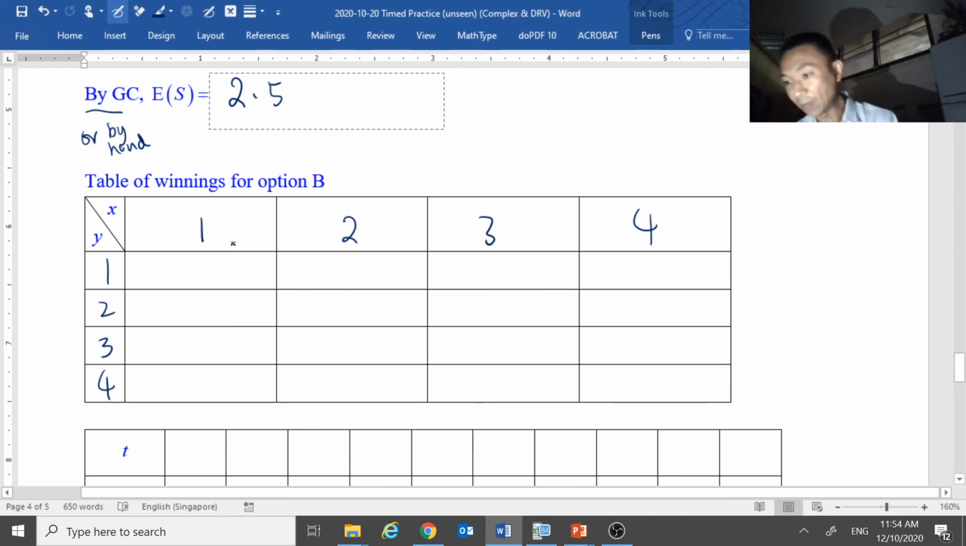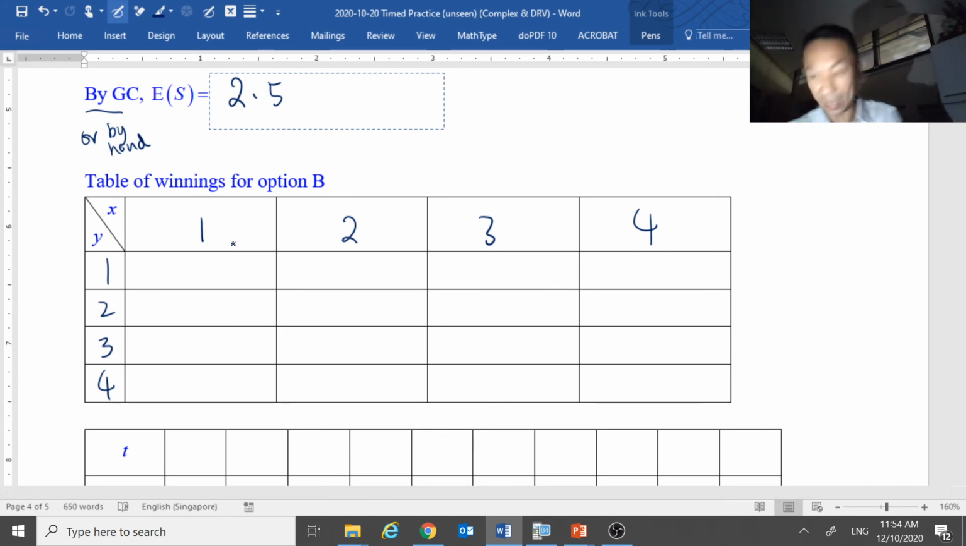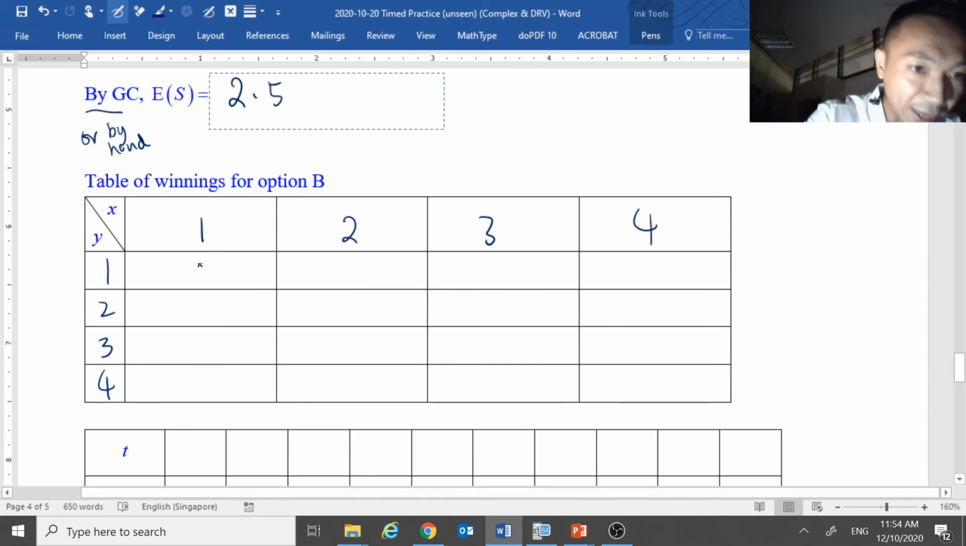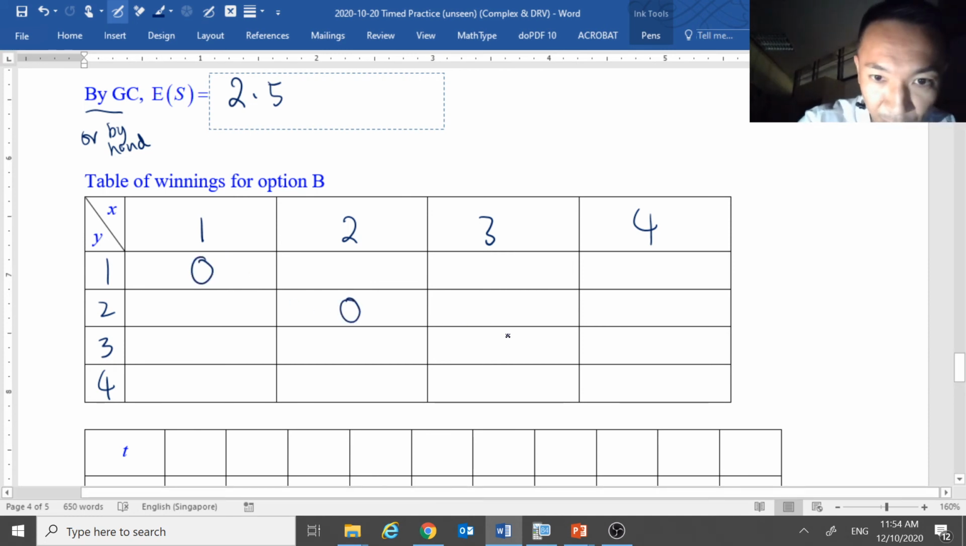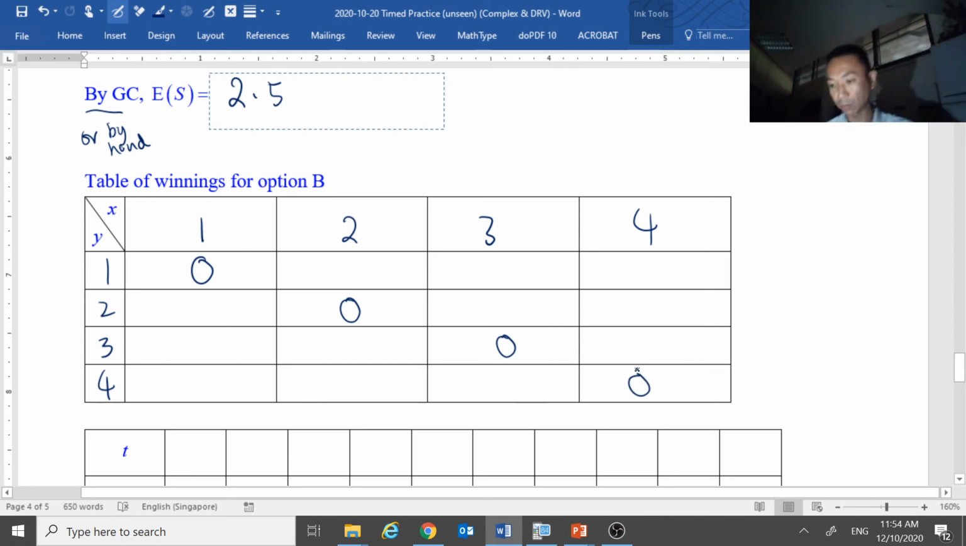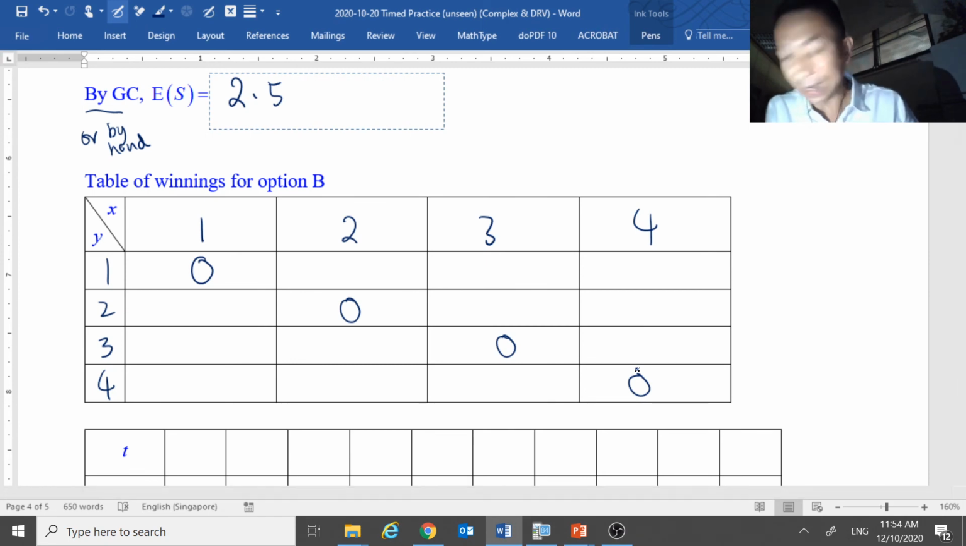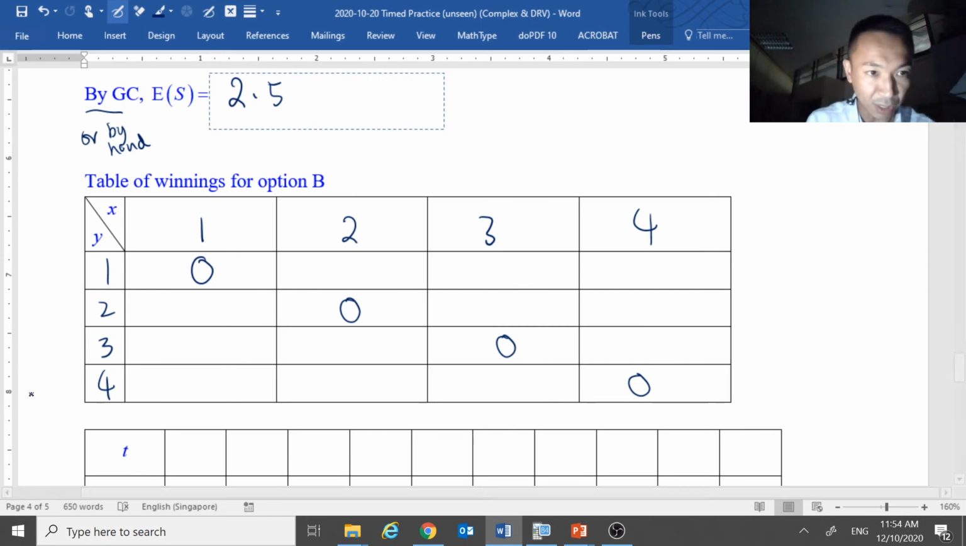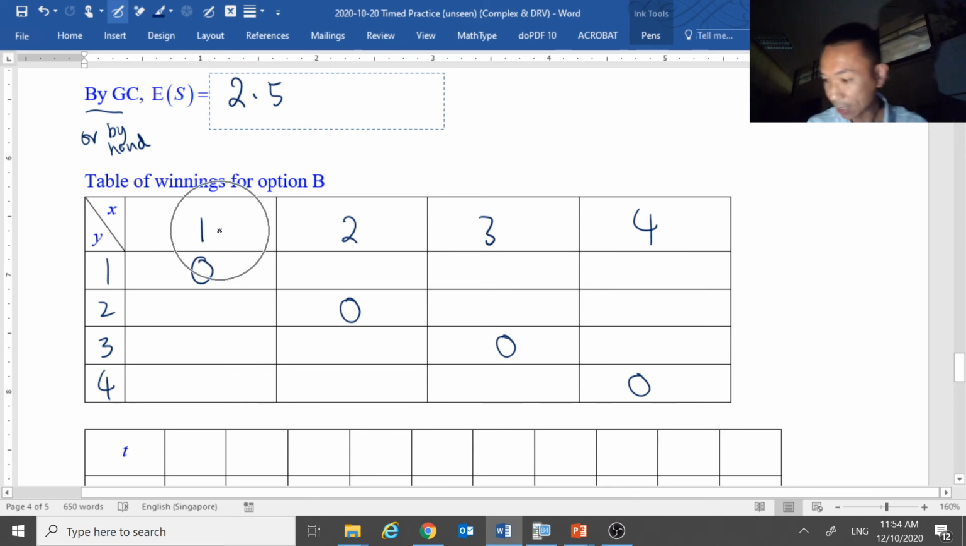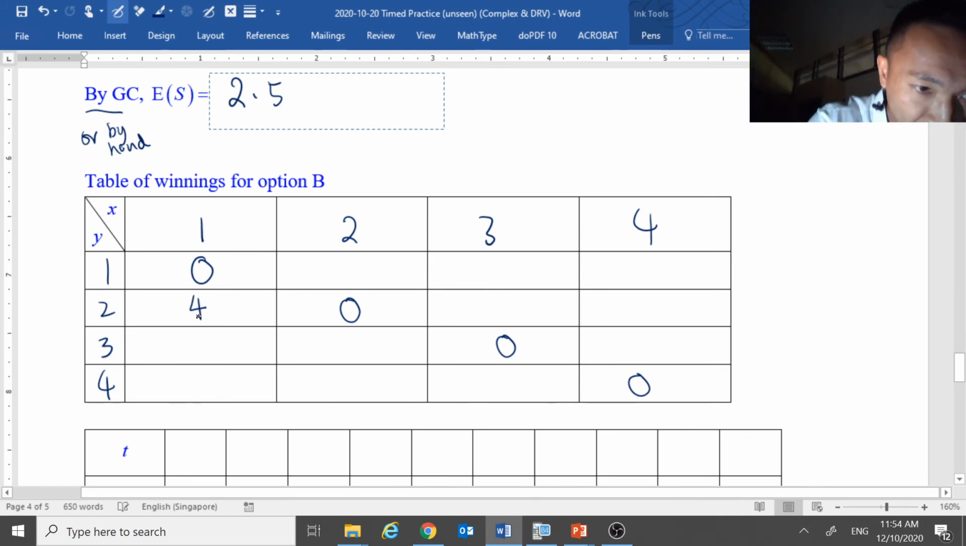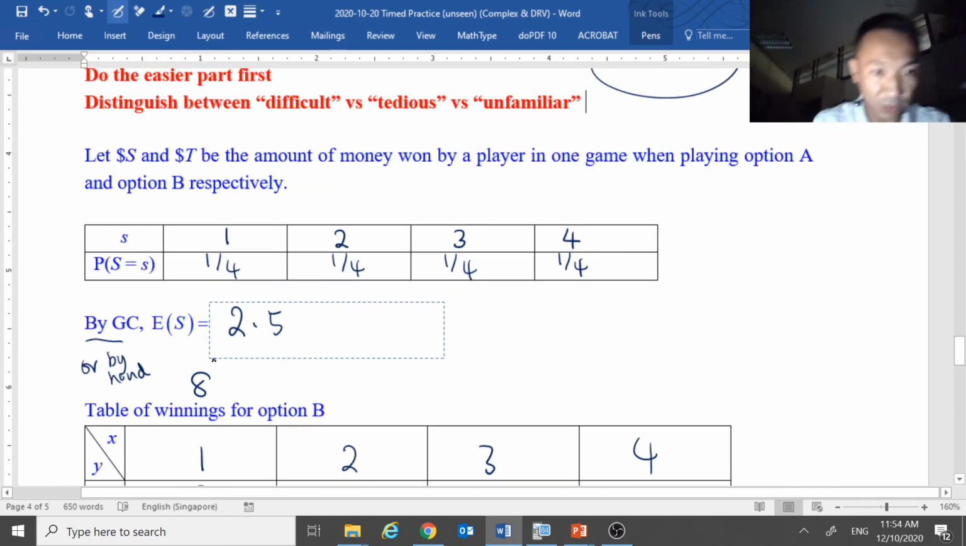Right? If it's equal, then he neither wins nor loses. So actually, I can easily fill this up. The expected winning is 0, 0, 0, 0. Yes? Right? Now, when Y is larger than X, example here, if Y is 2 and X is 1, correct? Then he will win double of 2XY. So 2XY, therefore this is 4. Alright? This is 6. This is 8. Oops, sorry.